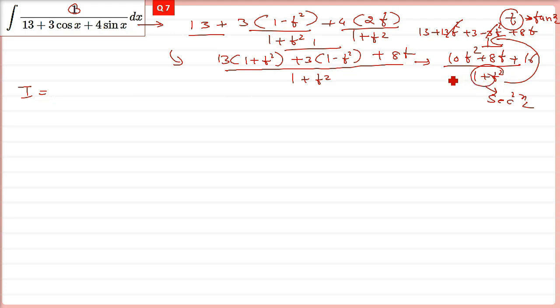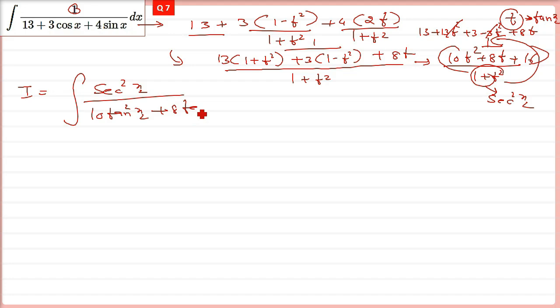This is 1 plus tan square x by 2. Let's write it here, sec square x by 2. And this we'll write here, 10. Now let us take this t as tan x by 2 to show you what exactly has come. So 10 tan square x by 2 plus 8 tan x by 2 plus 16, and dx is already there. Now are we ready to do this? Because previous questions and a few questions before that we have already done like this.